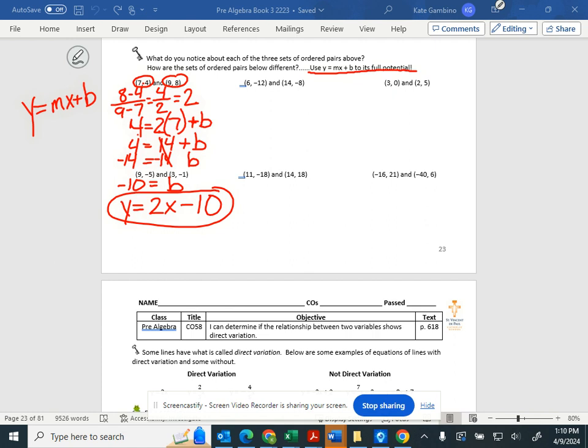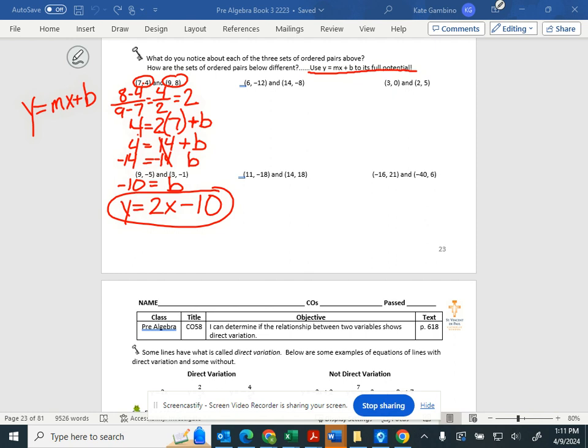Let's look at our second one. We could use either ordered pair when we find that y-intercept. Gabe is right. It doesn't matter which one we use. I usually just pick the first one because that's just my comfort level. I just go with the first. Doesn't matter which one you use. You'll get the same y-intercept.